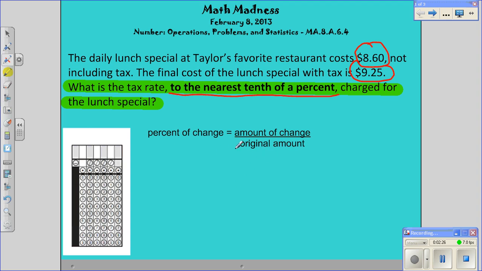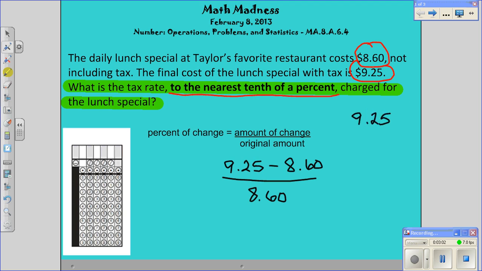So to set it up, to find the amount of change, we're going to take the new amount, which is $9.25, okay? And we're going to subtract the original amount, the $8.60. And then we're going to divide that by the original amount, which will also be $8.60. Okay? Now to find the difference, I'm going to take the $9.25 and subtract the $8.60.